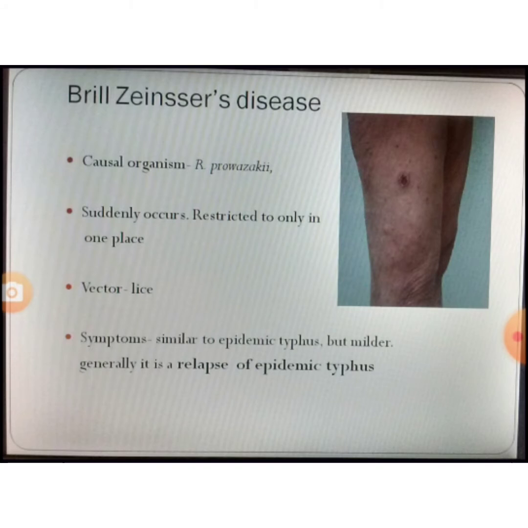Coming to the second disease, Brill-Zinsser disease. The causal organism, symptoms, everything is the same here. It is Rickettsia prowazekii. It suddenly occurs. It is restricted to one place only. And the vector is lice. Now, what is the difference between the first and this one, epidemic and Brill-Zinsser, is that this is basically a relapse of the epidemic typhus.